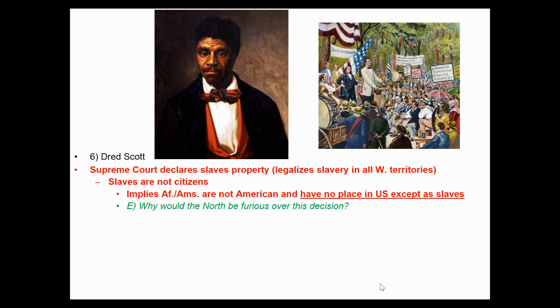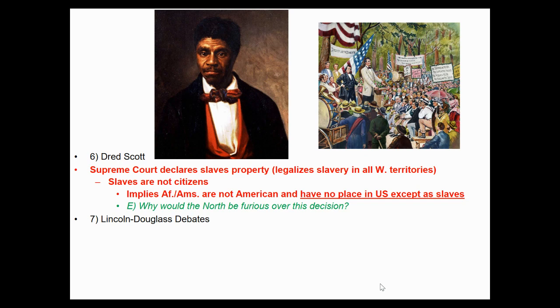Another issue about the fact that African Americans are not American and have no place in the U.S. except as slaves is meant to prevent the debate about freeing slaves. Because now, if you end slavery in America, they're not citizens of the United States. They're like undocumented people, because they're not immigrants, they're from the United States. And what are you supposed to do? Send them all back to Africa? So it was to try to make the abolitionist debate to end slavery even more difficult to achieve.